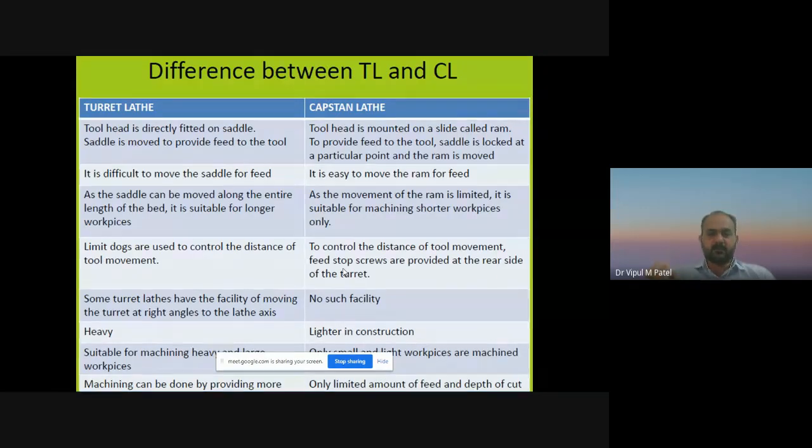If we are discussing the capstan lathe, then only small and light workpieces are machined. In the turret lathe, machining can be done by providing more depth of cut, feed and speed. But in the capstan lathe, machining can be done only with a limited amount of feed and depth of cut, right? So these are the differences between turret and capstan lathe.